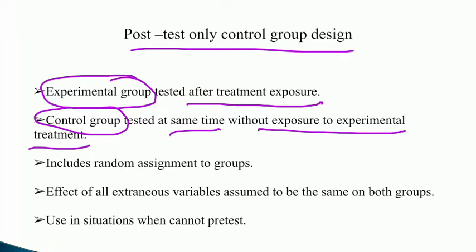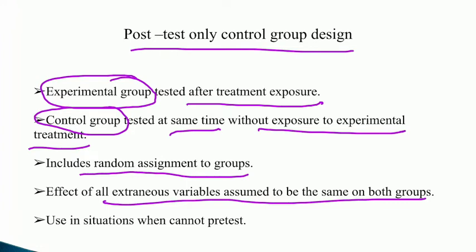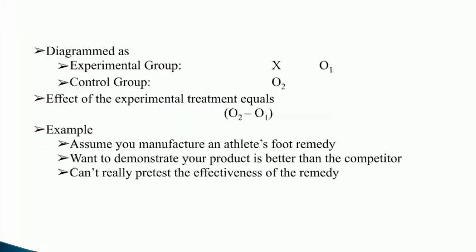It also includes random assignment, and as in the previous design, the extraneous variable effect is assumed to be the same on both groups. Usually this design is used when we cannot go for pre-testing. Sometimes when you are launching something new, you cannot go for pre-testing, you can only go for the post-test. So in that case you go for the post-test only control group design.